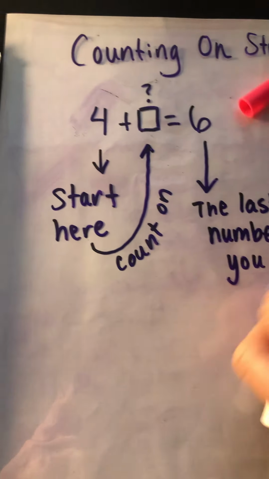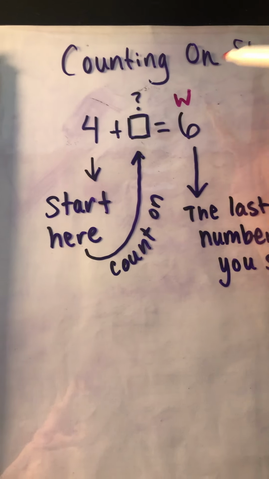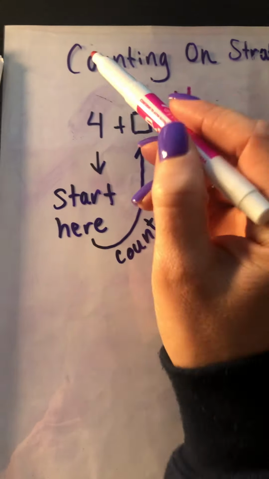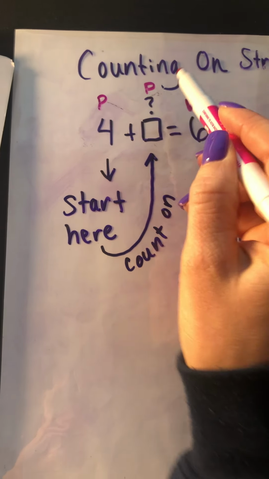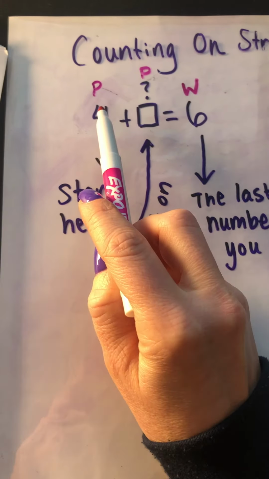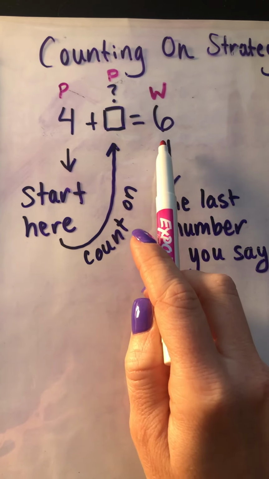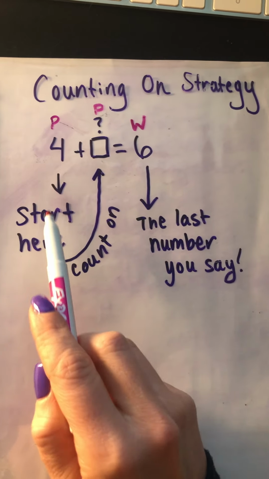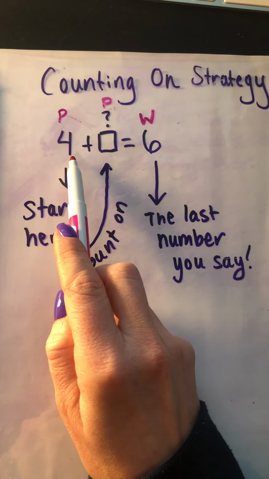So if we look here, this is the whole, or the entire part that you need to find. Then we have a part and another part here that we don't know, the unknown part. A part plus another part equals the whole, or the entire thing that we're looking at is going to add up to the number 6. So when you use the counting on strategy, you're going to start with the first number, 4.